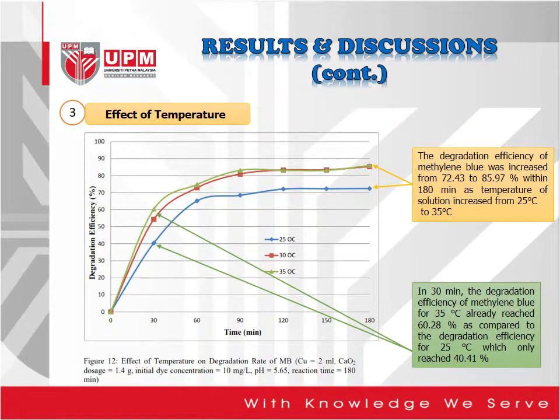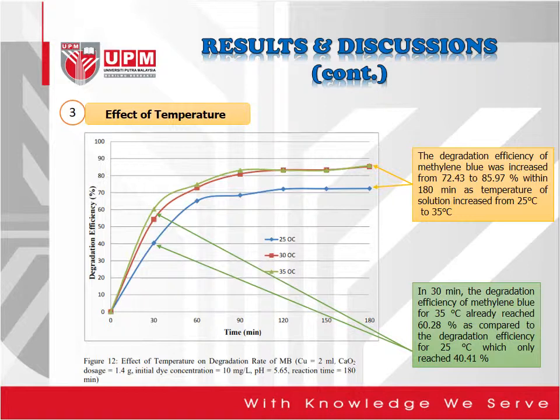Lastly, the effect of temperature at 25 degrees Celsius, 30 and 35 degrees Celsius was investigated on the degradation of methylene blue. As shown in the figure, the degradation efficiency of methylene blue increased with the increase of the reaction temperature. The degradation efficiency of methylene blue increased from 72.43% to 85.97% within 180 minutes as the temperature of the solution increased from 25 degrees Celsius to 35 degrees Celsius.